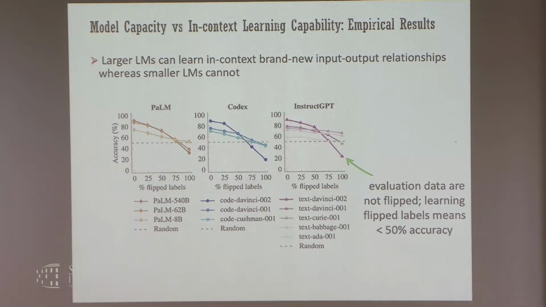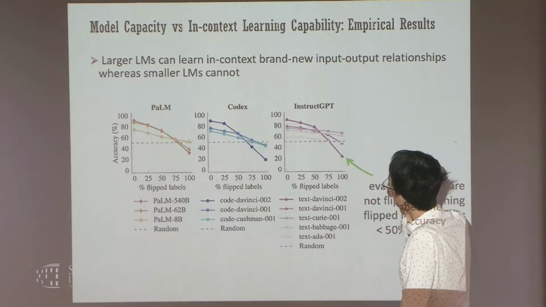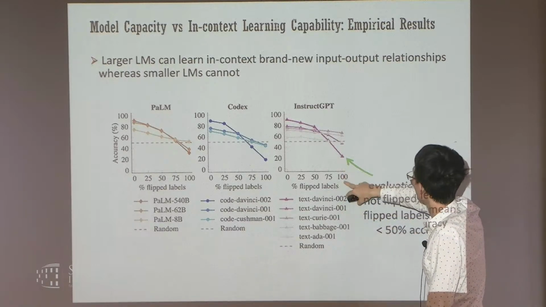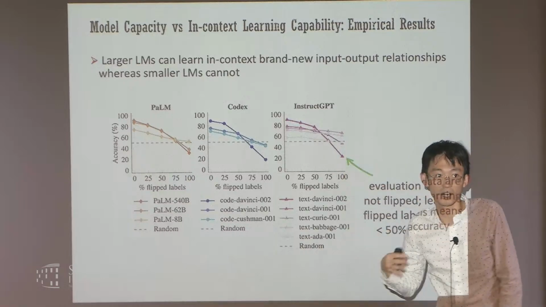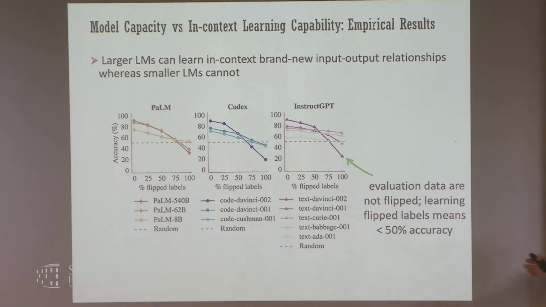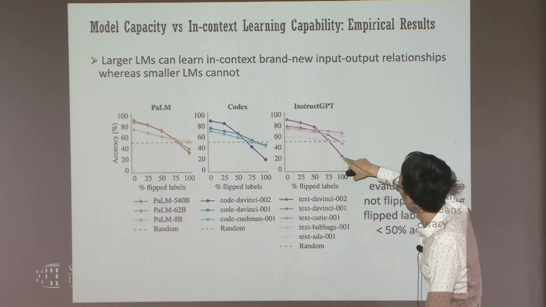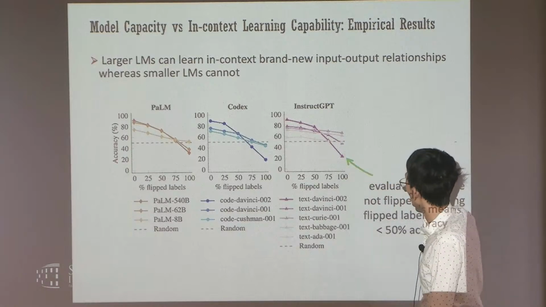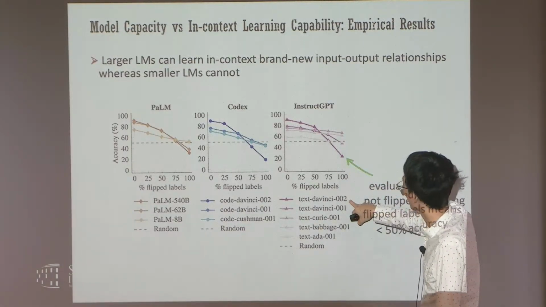This is the flip label case, and you can try different model sizes. Here, maybe just focus on this plot. Basically, you are flipping the labels 100%, so all the labels got flipped, but the evaluation is done using the original label. So if you are learning the flipped labels, you should be completely wrong, like 0% accuracy, because your evaluation uses the original labels but your exemplars are flipped. And that's what this model is doing. It's not exactly 0%, but like 20%, which is kind of 80% wrong in some sense, and that's the largest model, text-davinci-002.